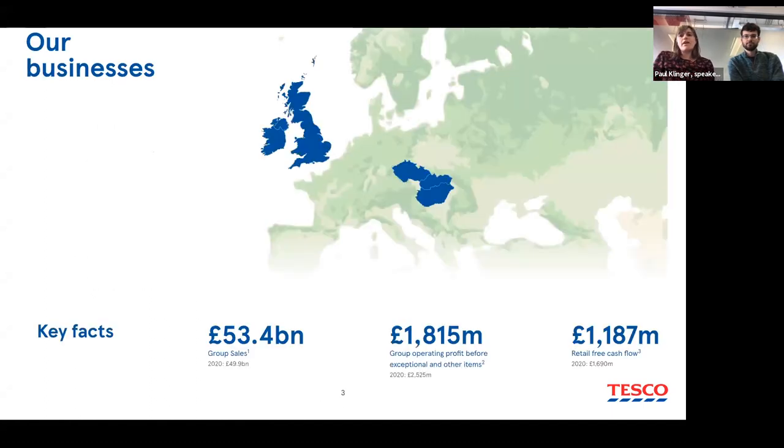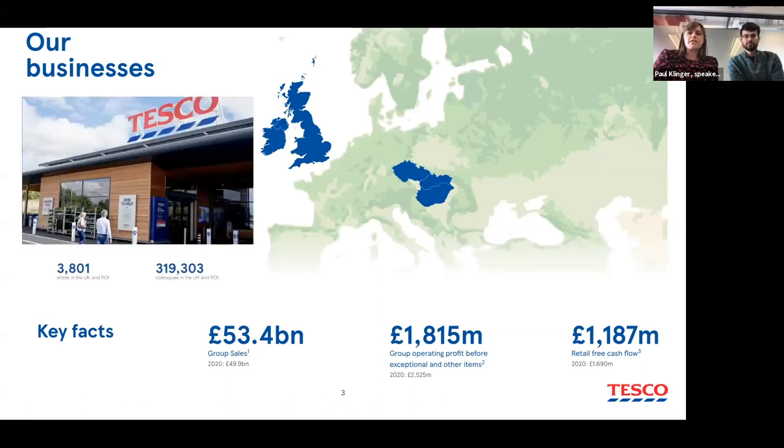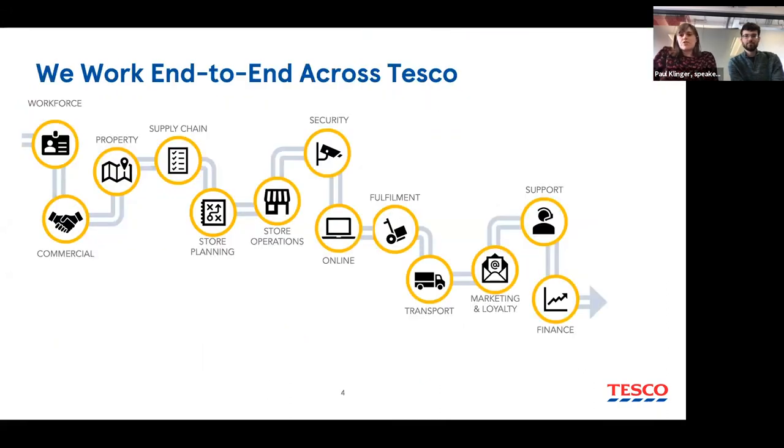So the data science team at Tesco. Essentially, Tesco is a grocery company, and we are in the United Kingdom and Central Europe. It's the biggest supermarket in the UK. We have more than 3,000 stores in the United Kingdom and more than 300,000 colleagues. And this is to say that the volume generated is quite big, so also the data that we have available is quite a lot.